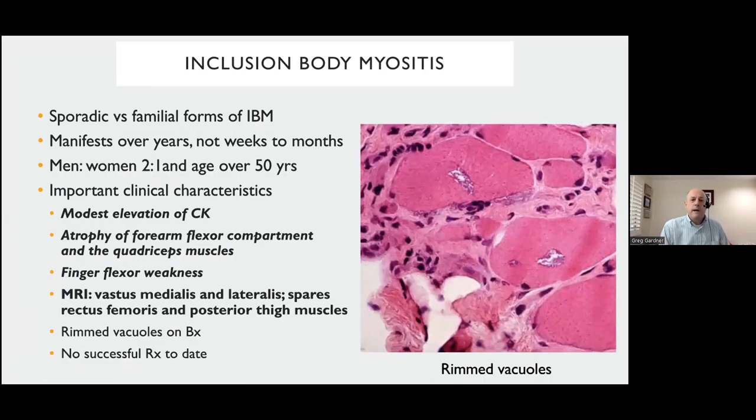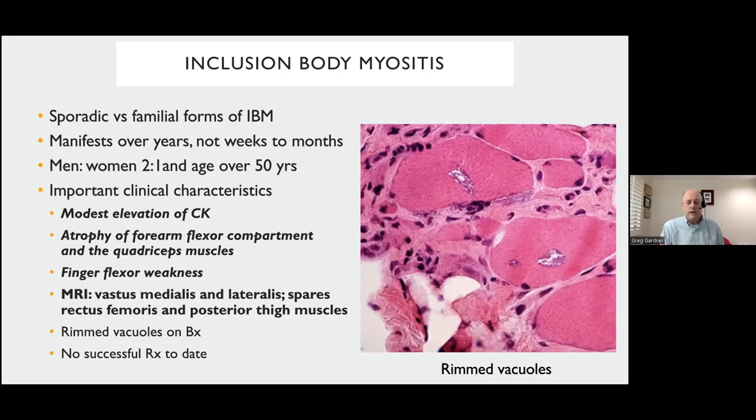So inclusion body myositis often gets mistaken for polymyositis. It can look similar on biopsy, unless you look really hard or get lucky. It affects men over the age of 50, who get a modest elevation of CK that may respond somewhat to therapy. You get forearm atrophy and quadricep atrophy. You get finger flexor weakness.